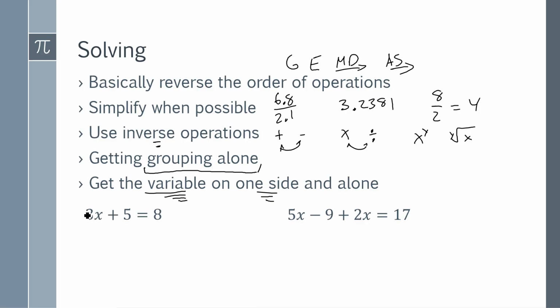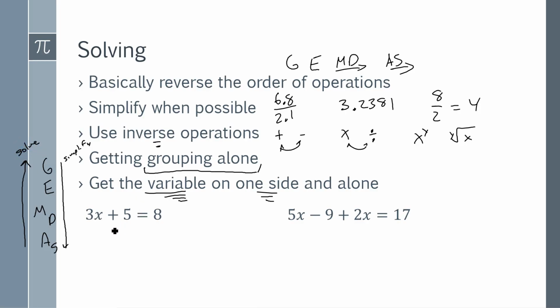Alright, so I see variables already on one side. I don't have any grouping. I see addition. I see a multiplication. And I have a number over here on the left. So what we're going to do is we take our order of operations and we reverse it. So we have our GEMDAS. And instead of going down this way, that would be to simplify. We are actually going to go up and we are going to reverse it, and that is how we solve.